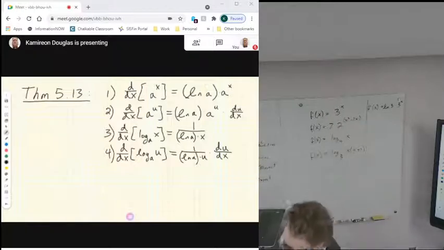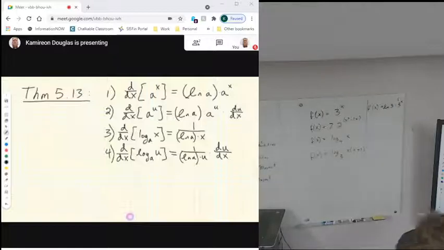Note, if you assume your a value in this function is e, then it actually gets back to the original derivative we talked about. Because if you assume a is e, then when you plug it in, ln of e comes out in front, ln of e is 1, and then you have e to the x, so you end up with the derivative of e to the x is still e to the x.